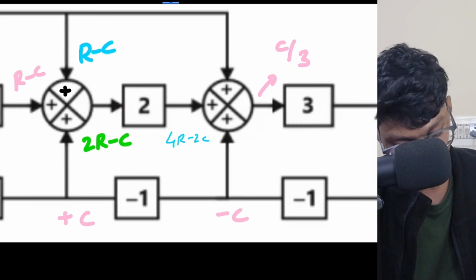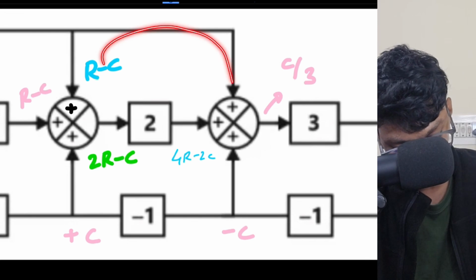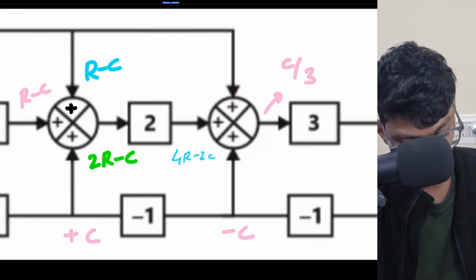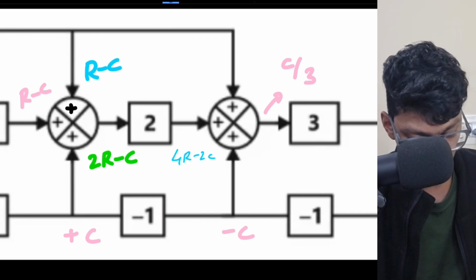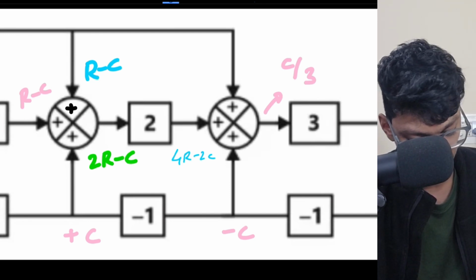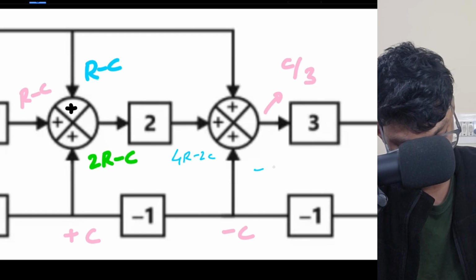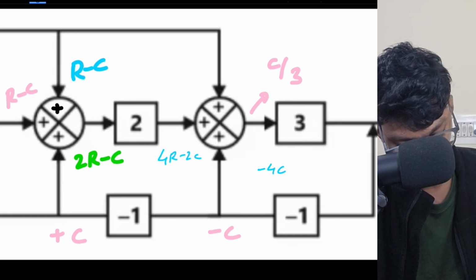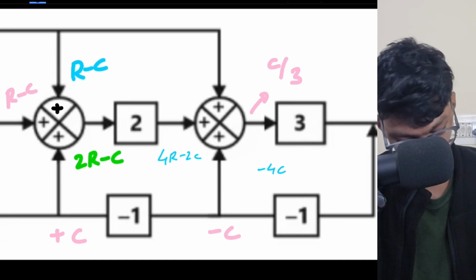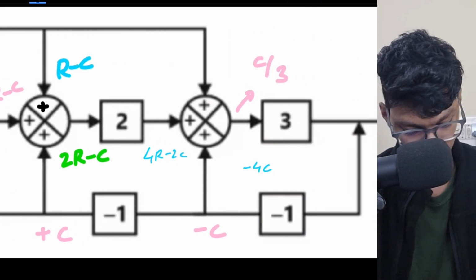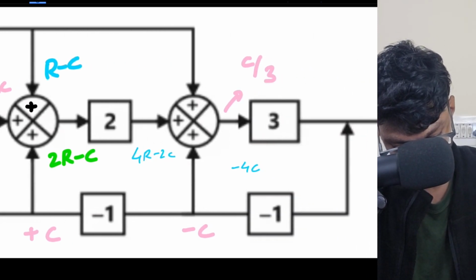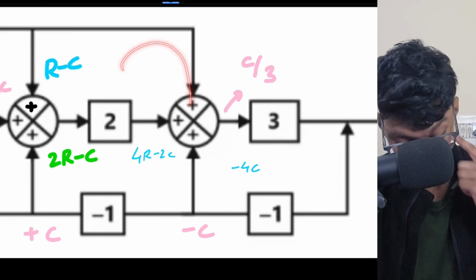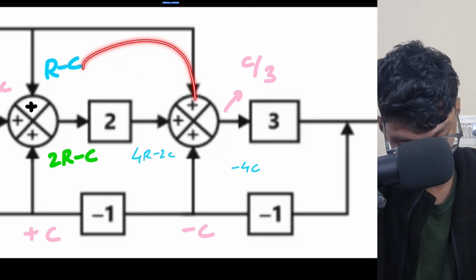And here minus C is getting added, again R minus C is getting added. So ultimately this will be what? This will be 4C minus 4C. Here I have 4C. And this is equal to what? This is R minus C and 4.